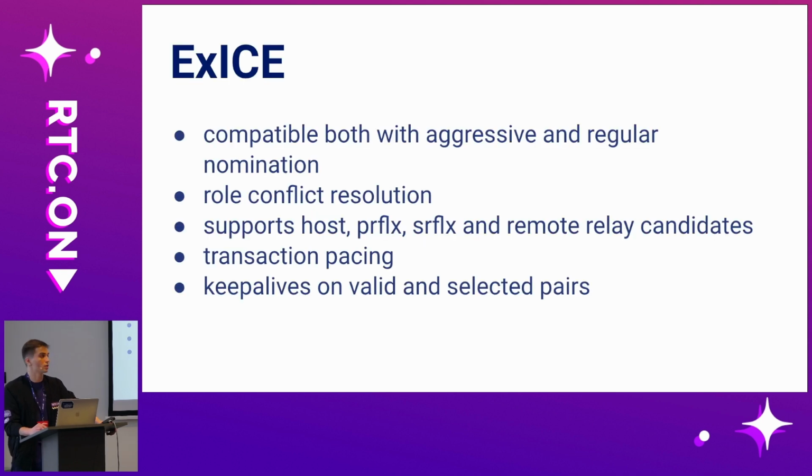So that's everything about our TURN server, and the next library we implemented was XICE, which is our pure Elixir ICE implementation. Here I would like to list features that we support right now. So we are compatible with both aggressive and regular nomination. We support role conflict resolution. We support almost all types of candidates, transaction pacing, and keepalive on valid and selected pairs.